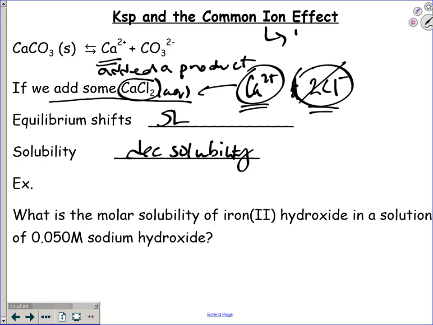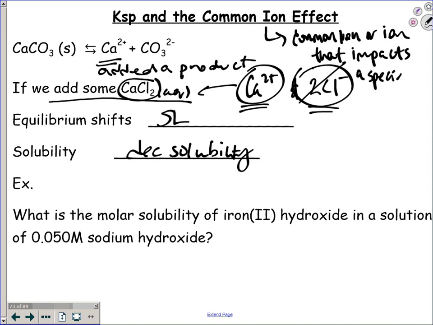So, a common ion, or an ion that impacts a species in equilibrium, can change solubility. Because you're right, we can essentially increase the solubility in some situations, especially with acids and bases.